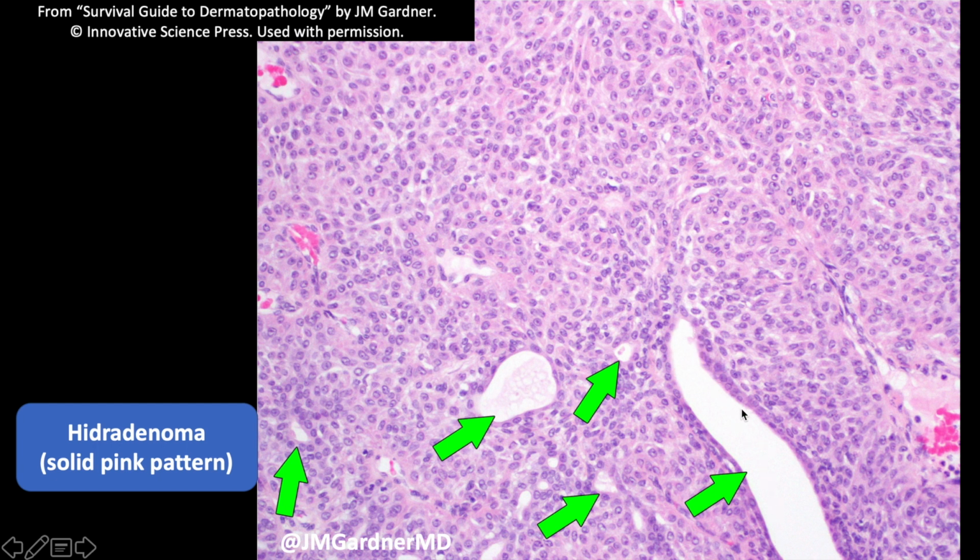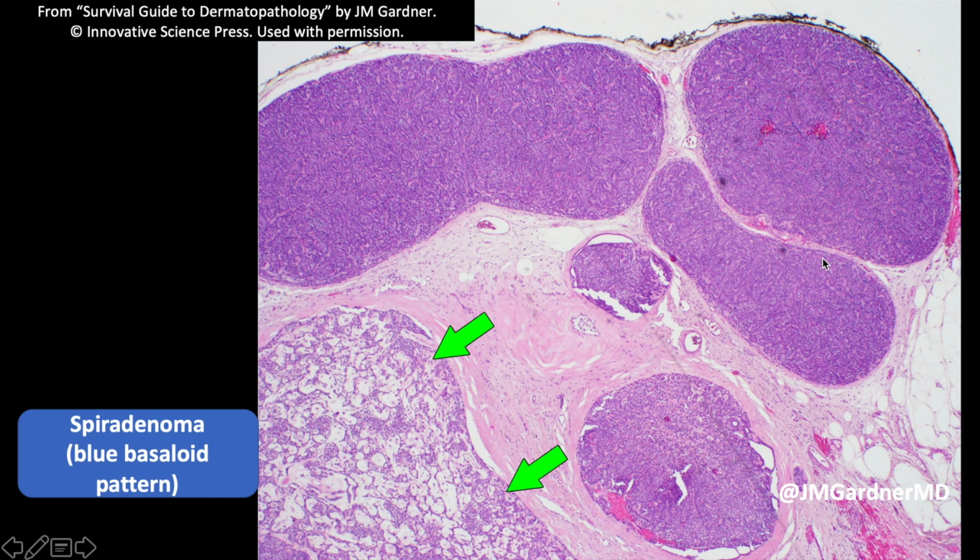And this one here is lined by its own layer of cuboidal cells. Now, this is a spiroadenoma, which, despite the name, is totally unrelated to hydroadenoma. So I think the names of sweat gland tumors add a lot of confusion. But these are blue basaloid-looking islands, or blue balls in the dermis, blue nodules in the dermis or subcutis, and they're usually very sharply circumscribed.